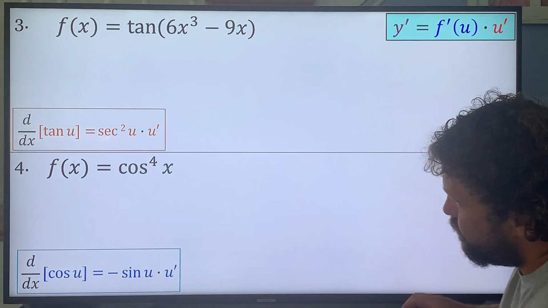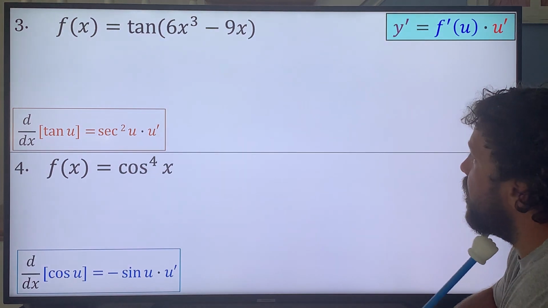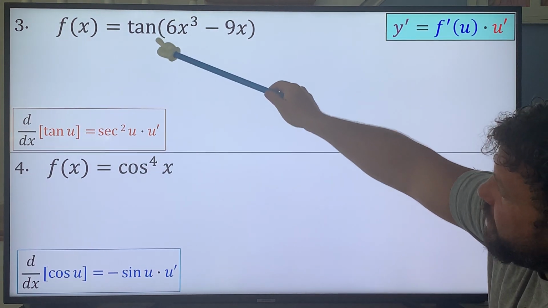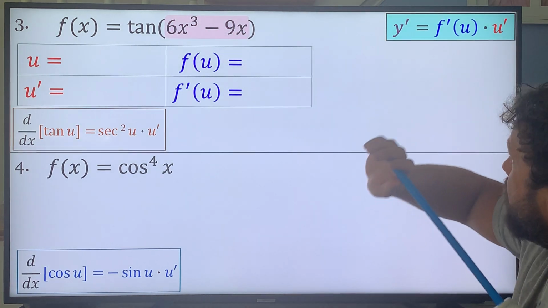All right, problem number 3. Tan u equals secant squared u times u prime. So we know what that is. So what we're going to do is use the chain rule. The inside right there is going to be my u. So I'm just going to write this out.